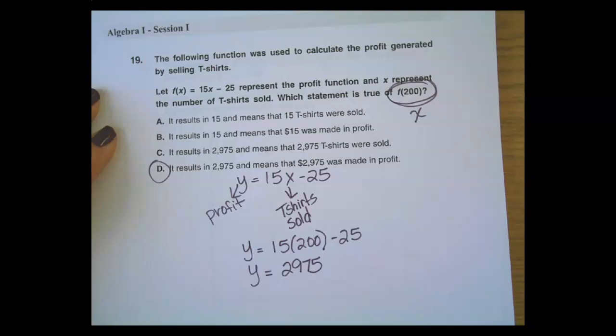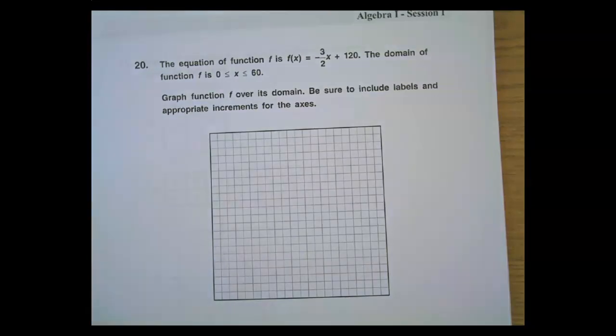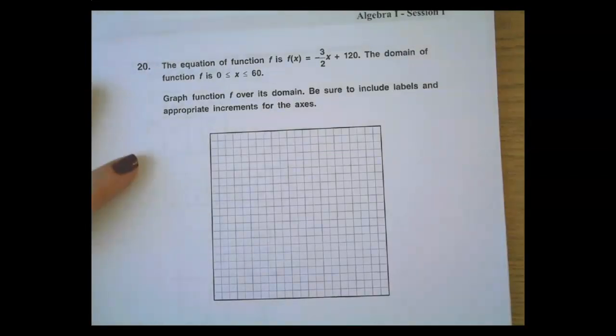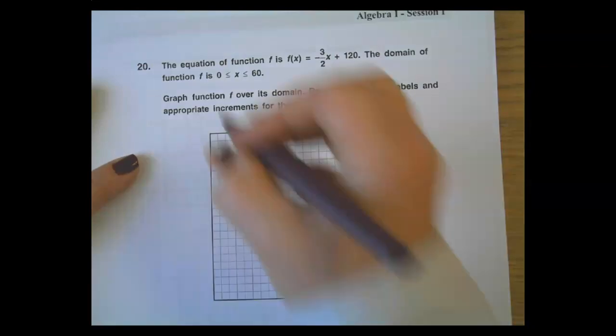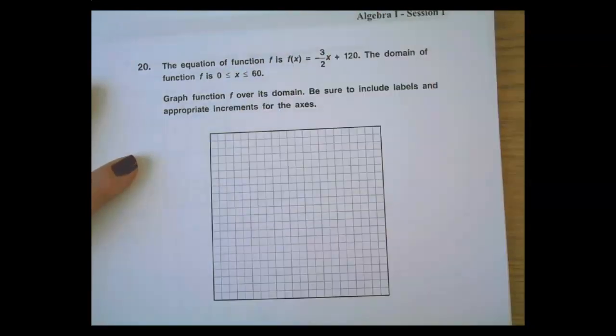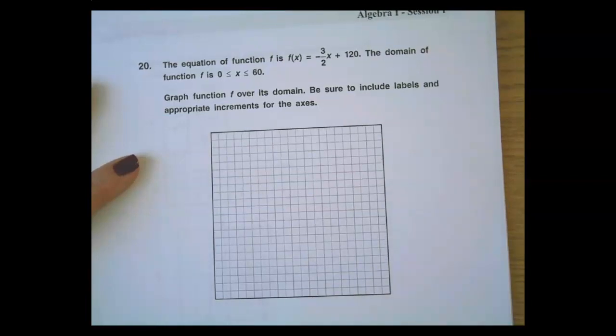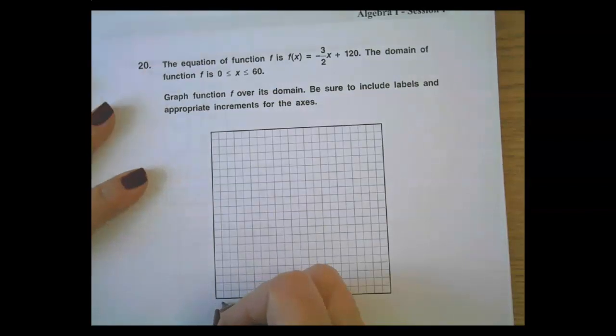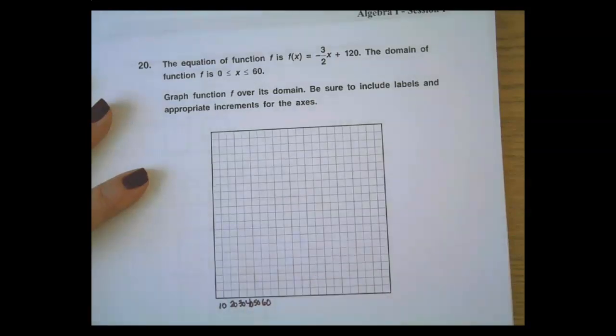Write them out. Take your time. There is no time limit. One more on this. This is interesting because what they're trying to say is your x values need to be between 0 and 60. So between 0 and 60. So we can go up by 10s, or 5s. But I'm going to do 10, 20, 30, 40, 50, 60. Make a table of values.